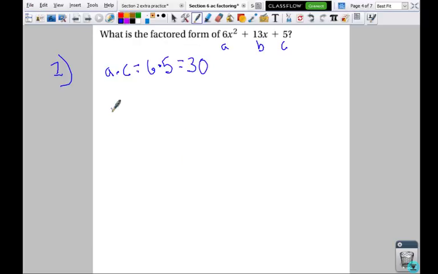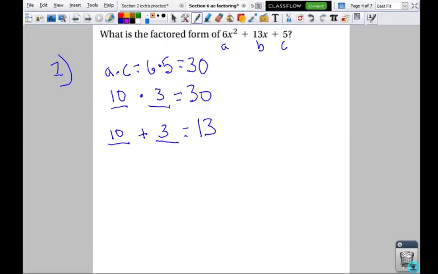I want to know what times what equals 30 and adds up to the number in the middle now, which is 13. 10 times 3. 10 and 3, right? Alright, it's not too bad. So I'm going to go 10 and 3. 10 plus 3 is 13. So this was step 1. Step 1 said do A times C, figure out what the 2 numbers you need.